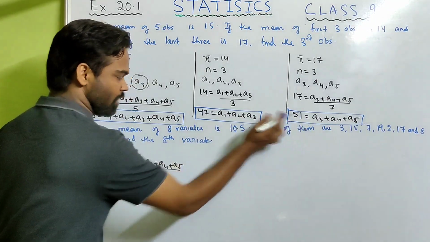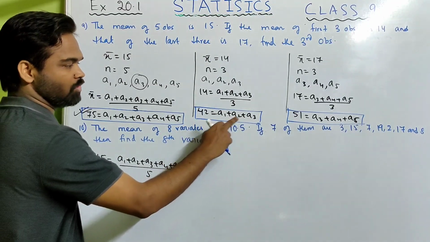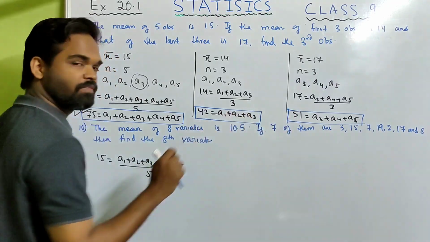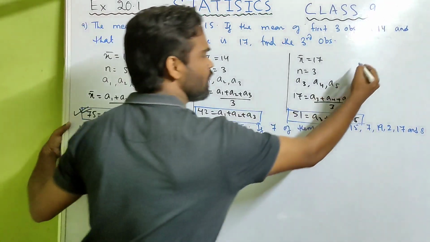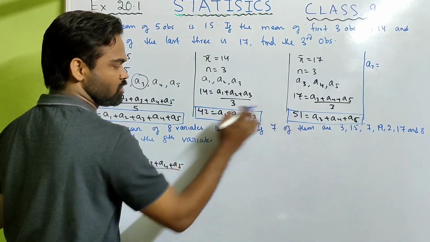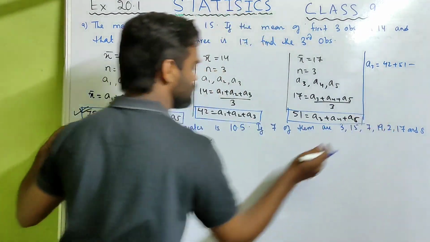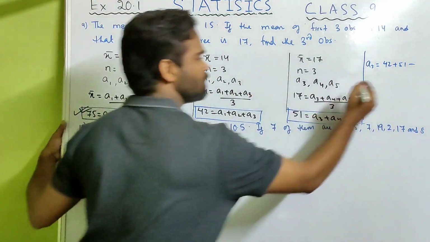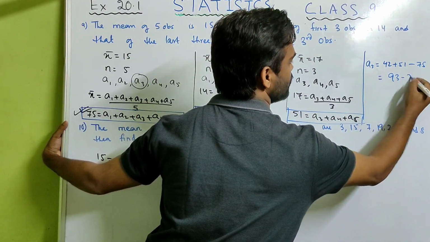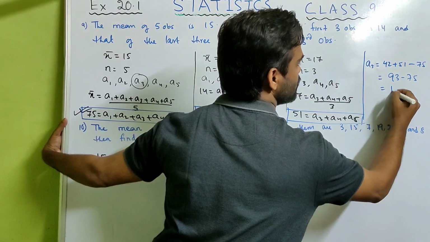If I add these two and subtract this, look carefully, I'll get the third number, because it will be A1 plus A2 plus A3 plus A3 plus A4 plus A5, which is equal to 42 plus 51, isn't it? So the third number will be the addition of these two, which is 42 plus 51, minus this thing, that is 75. Which is 93 minus 75. Am I correct or not? That's 18.